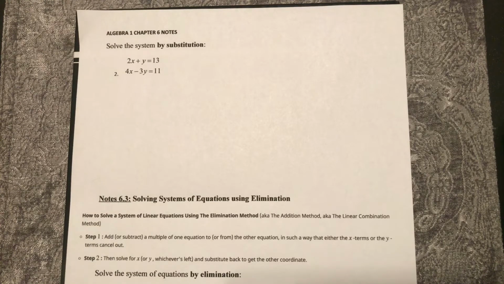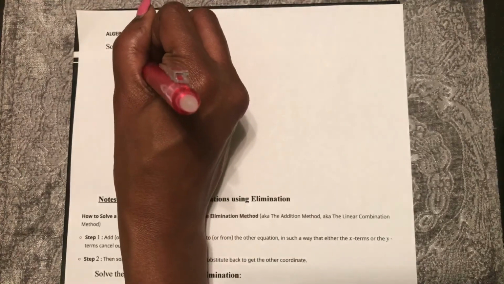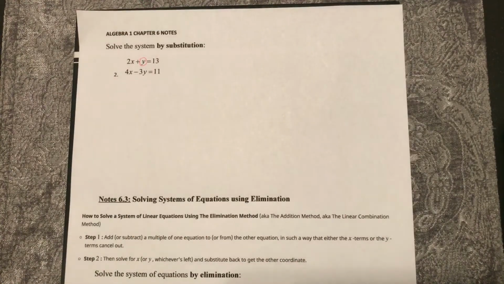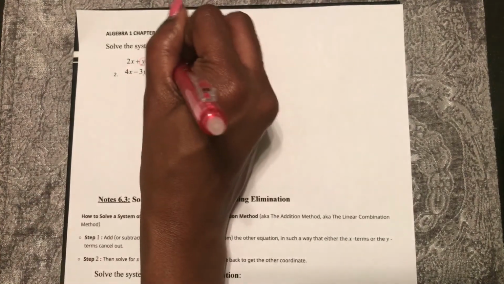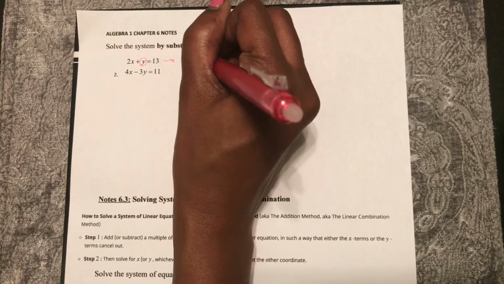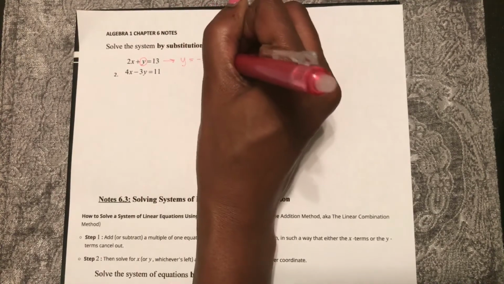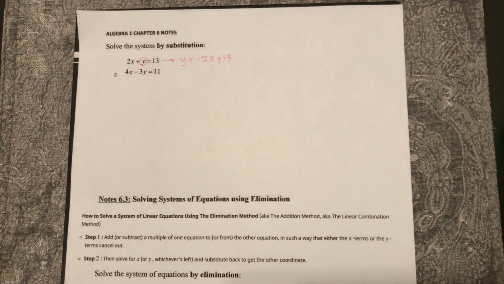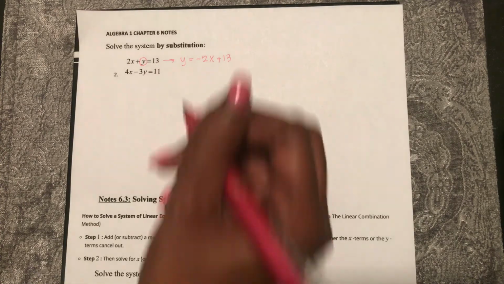So once again here in number 2, we're asked to solve the system by substitution. So our first step is to solve for either x or y. Now, when I look at this, the easiest term to isolate is this y right here because it has no constant in front of it, no coefficient. So I can isolate that y by subtracting 2x from this side. So y equals negative 2x plus 13. So I've isolated what y equals.